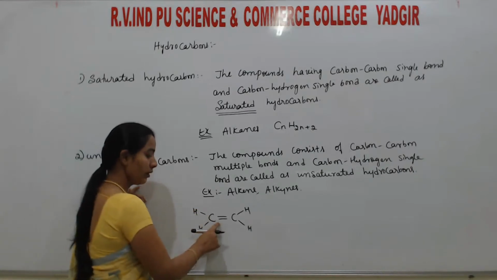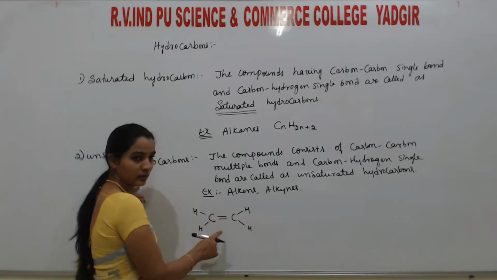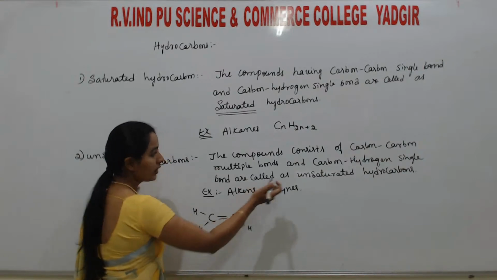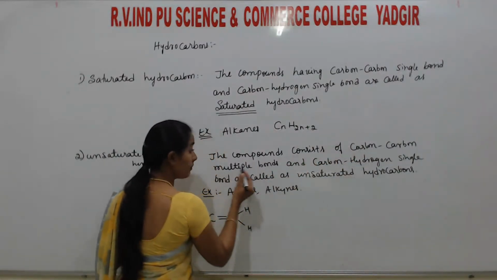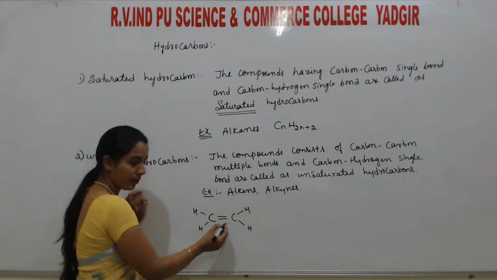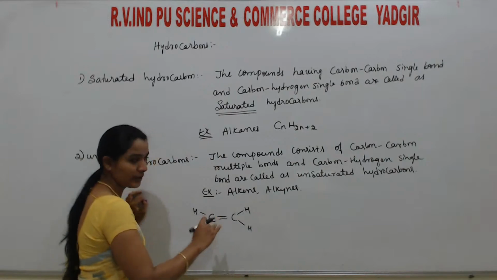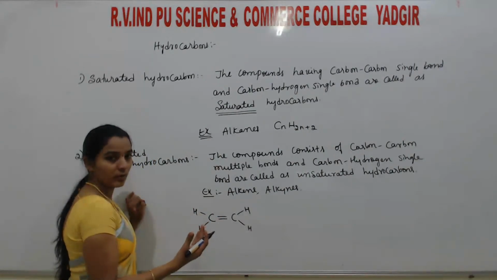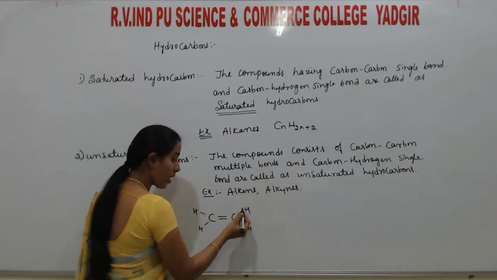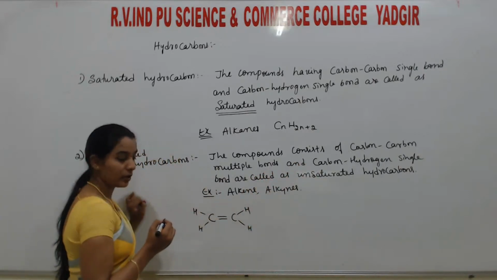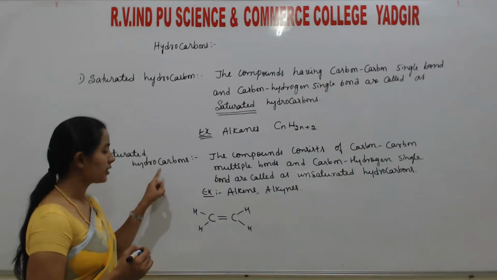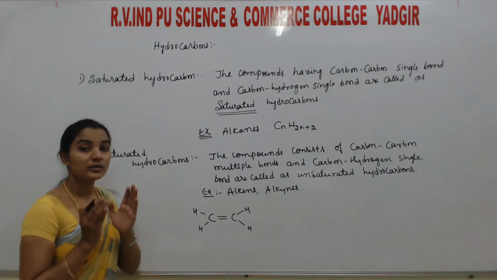Correct? So listen here, a double bond is there. Are you getting? Here is the carbon-carbon multiple bond. A single bond is the sigma bond. Of course, here two bonds are there, which means they are multiple bonds, more than one. So carbon-carbon multiple bond and carbon-hydrogen single bond. So this type of compound is an example of unsaturated hydrocarbons.